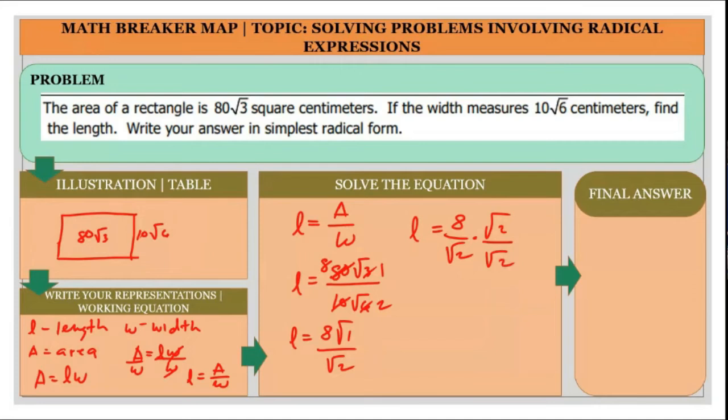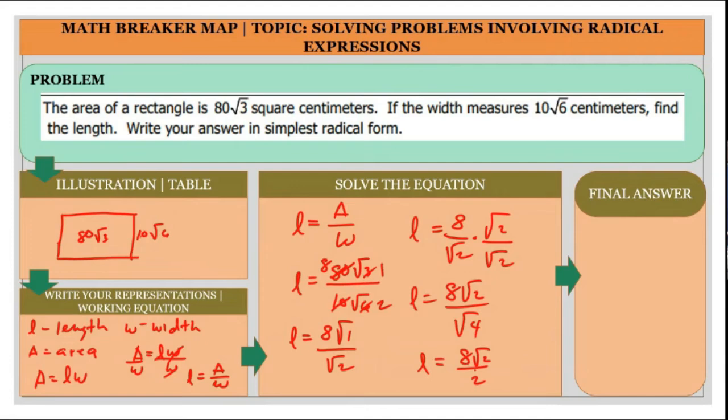So in mathematics, we will not accept radicals in the denominator. So for us to eliminate the radical in the denominator, we will be rationalizing the denominator by multiplying the numerator and the denominator by the square root of 2. So that will be equal to 8 square root of 2 over square root of 2 times square root of 2, which is simply square root of 4, and the square root of 4 will give you 2. So the length now will be 8 square root of 2 over 2.